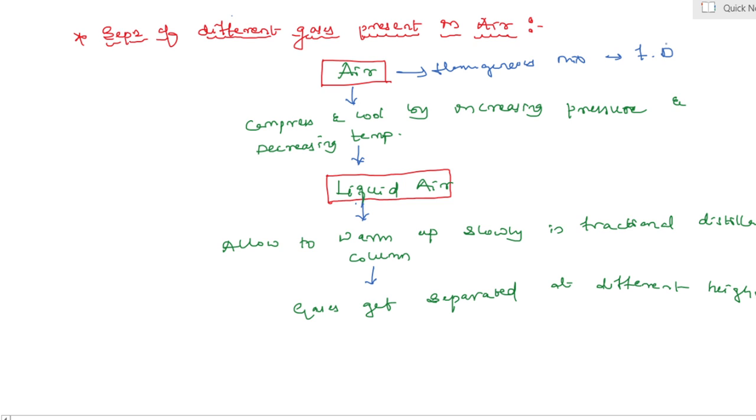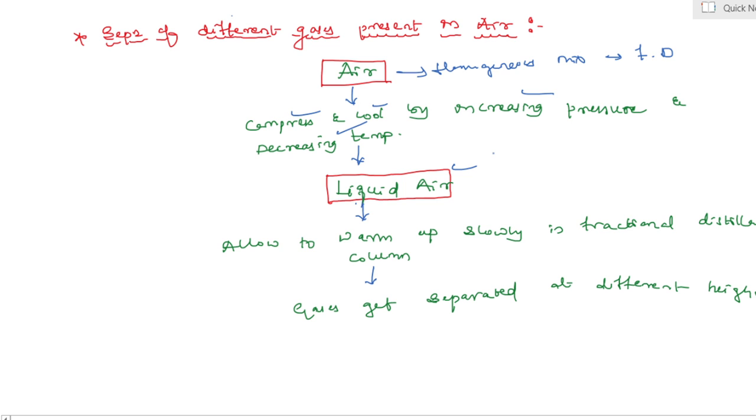For this purpose, the air is compressed by increasing pressure and cooled to a very low temperature. The process of increasing pressure takes place first, and afterwards the temperature decreases. Thus, liquid air is obtained.